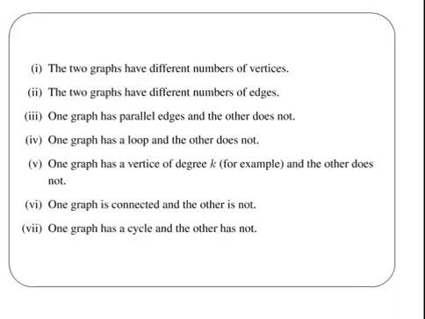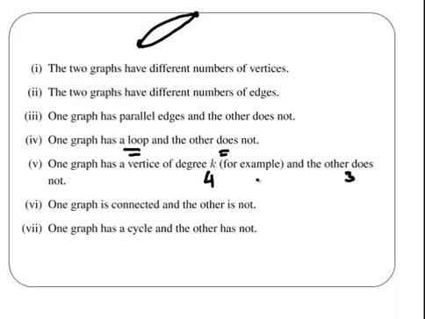Now, if one graph has parallel edges, for example, something like this, and the other graph doesn't, that's immediately a giveaway as well. If one graph is a simple graph and the other graph is not a simple graph, the same applies. If one graph has a loop and the other one does not, that's a giveaway as well. If one graph has a vertex of degree k, for example degree 4, and the other does not, for instance if its highest vertex degree is 3, automatically that's a giveaway as well.